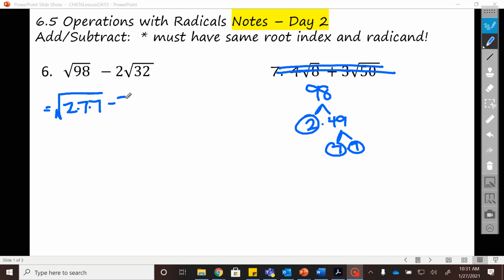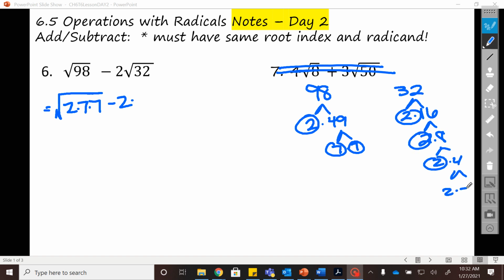And then we've got minus 2 times the square root of 32, so we can break down 32 into 2 times 16. And 16 breaks down into 2 times 8. 8 breaks into 2 times 4. And 4 breaks into 2 times 2. So it breaks down into 5 2's. So we've got the square root of 2 times 2 times 2 times 2 times 2.